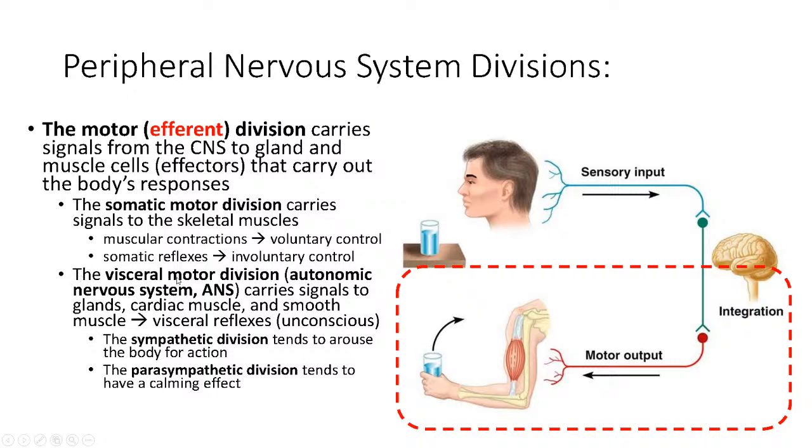All right, then we have the visceral motor division, also known as the autonomic nervous system. And so basically, it's going to carry signals to the glands, cardiac muscle, and smooth muscle to perform visceral reflexes. These are, of course, unconscious. You are not aware of them. So I mentioned that breakfast burrito you had for breakfast, or whatever it was, protein bar, and you swallow it. Somewhere in the esophagus, you stop sensing it, and then later tonight or tomorrow, suddenly it arrives at the other end of the digestive tract.